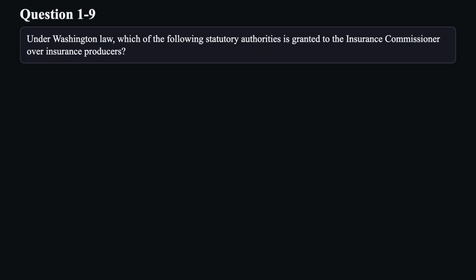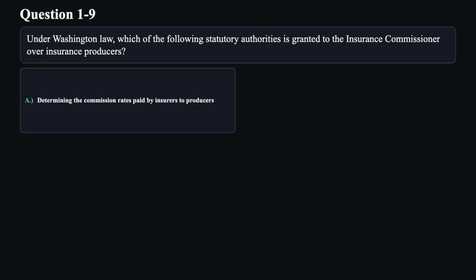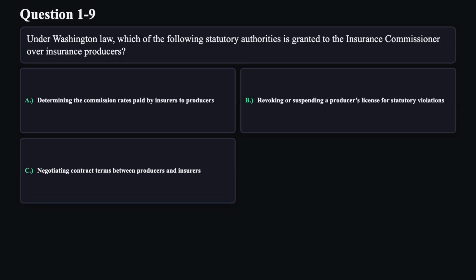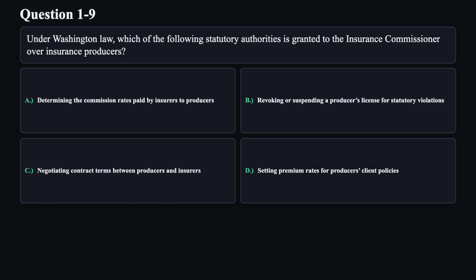Question 9. Under Washington law, which of the following statutory authorities is granted to the insurance commissioner over insurance producers? A. Determining the commission rates paid by insurers to producers. B. Revoking or suspending a producer's license for statutory violations. C. Negotiating contract terms between producers and insurers. D. Setting premium rates for producers' client policies.